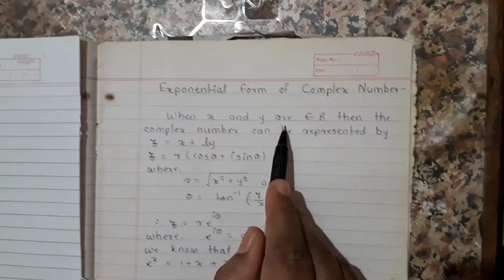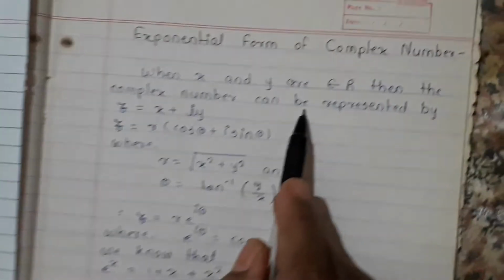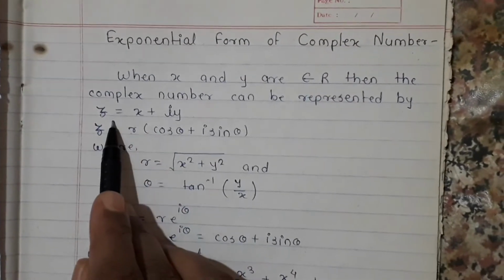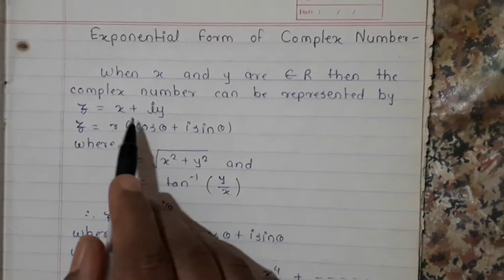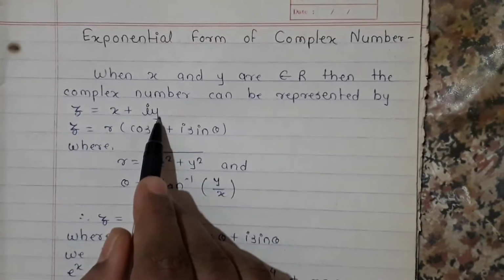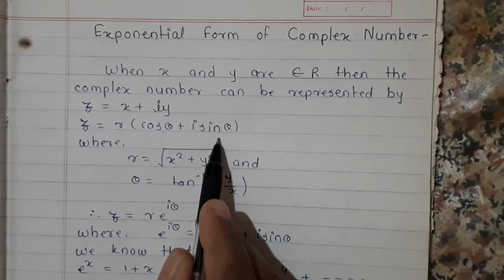When x and y belong to the set of real numbers R, the complex number can be represented by z equals x plus iy. And the polar form of that complex number x plus iy should be in the form of r into cos theta plus i sin theta.